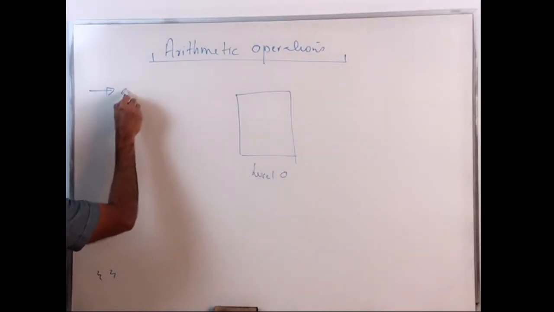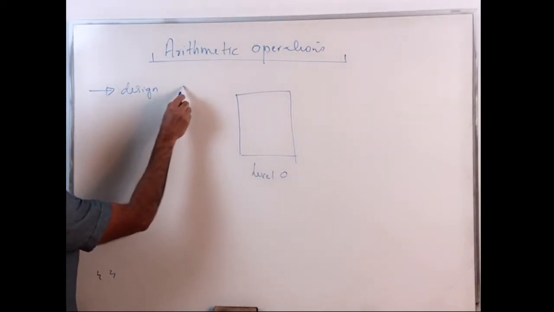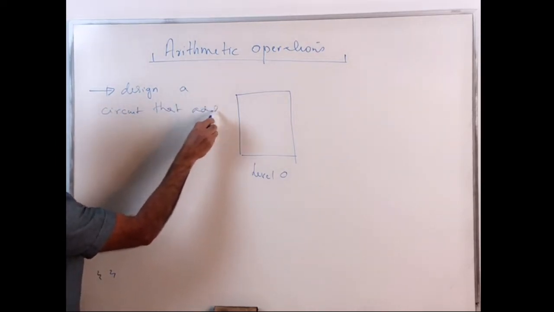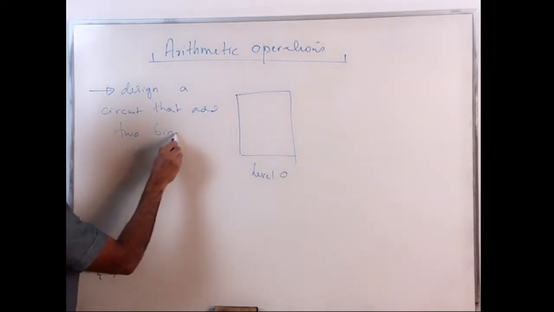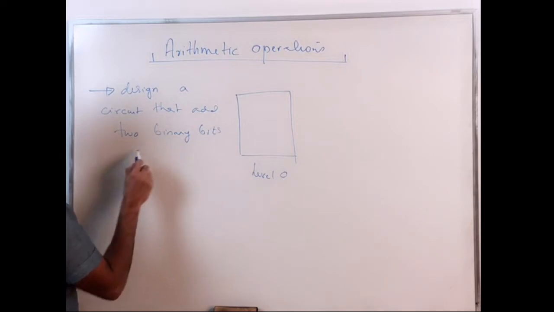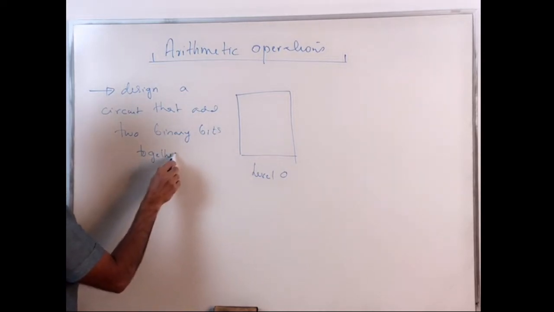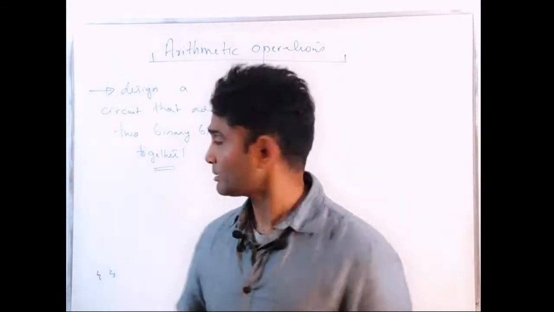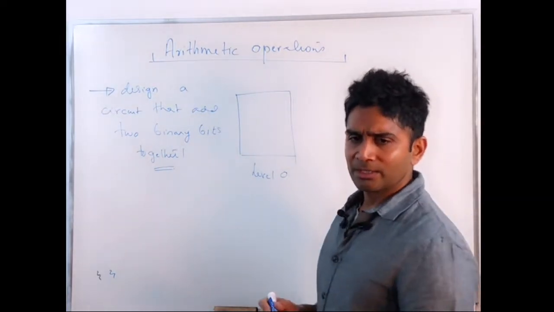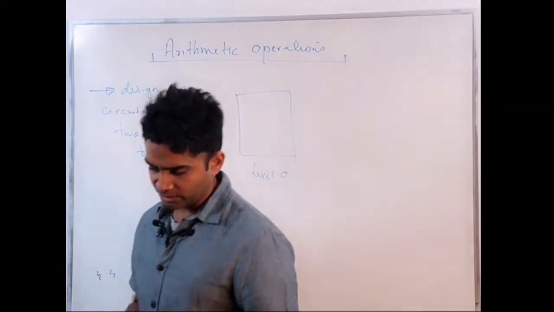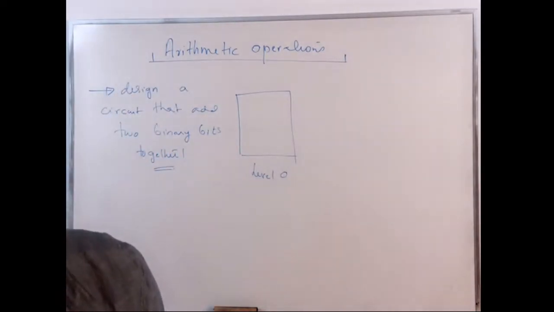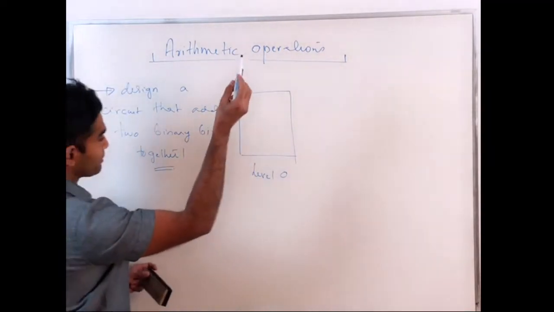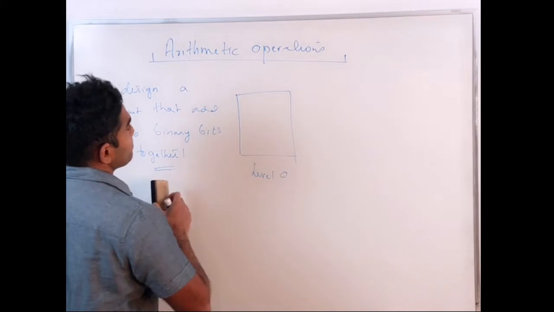What am I trying to do? I'm trying to design a circuit that can add two binary bits together. In terms of the inputs and the outputs, how many inputs should the system have, and how many outputs should that system have? If I want to design a single bit adder, it needs two inputs.